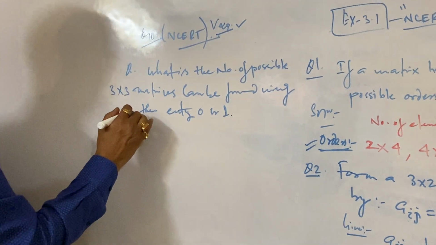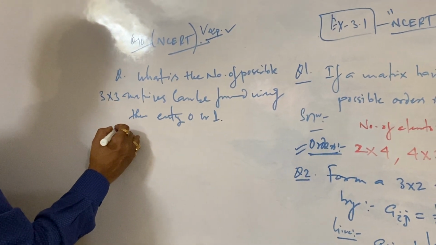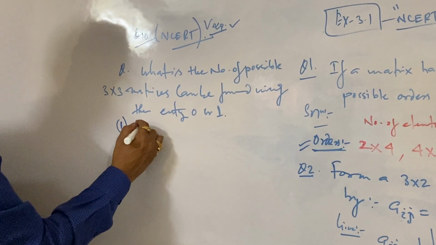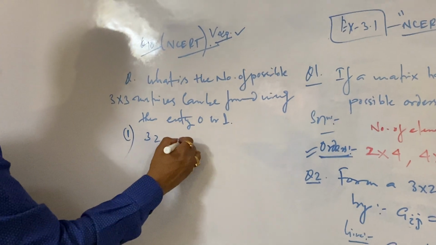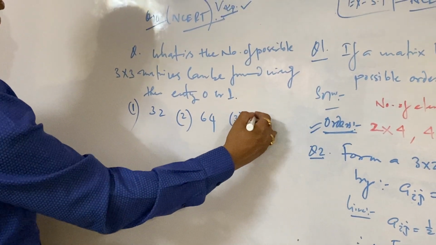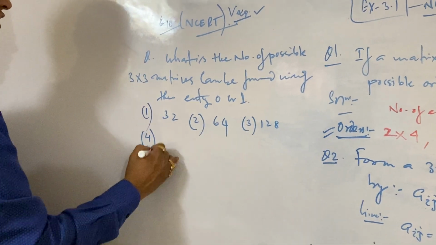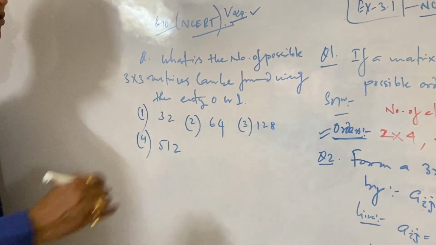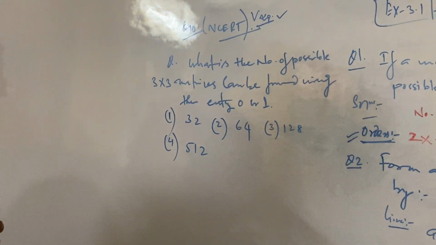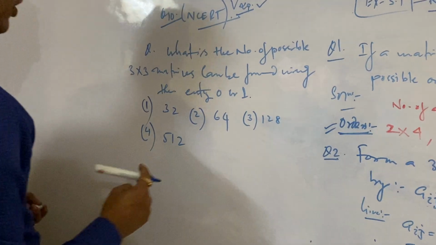If you see this sum in your book, they have given the MCQ type and 4 options are given. The options go like this: 32, 64, 128, and 512, something like that. These are the options which are given. For this sum, the sum looks very easy, but actually we have to think here.